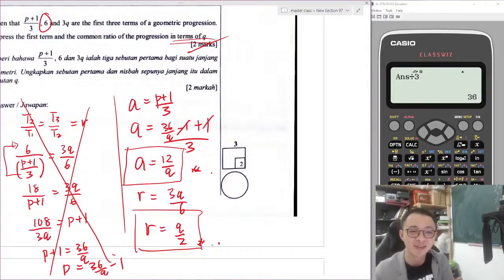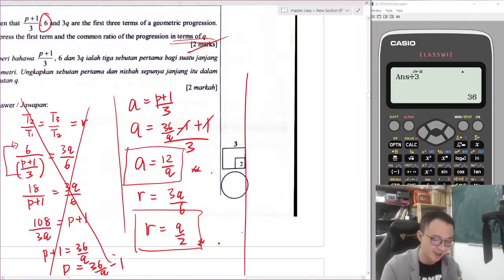Second term is 6. The common ratio will be q/2. Oh, so you can find the first term by multiplying it, isn't it? Basically using the 6 divided by, yeah, correct. This is very smart, some students shared over there. So in order to find the first term, we can use the second term divided by r, right?